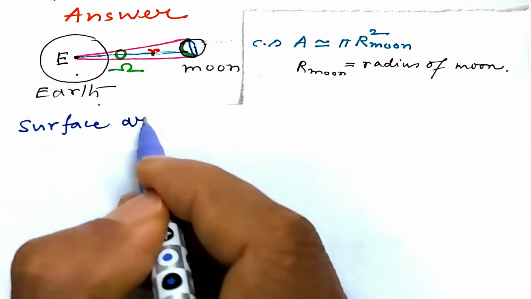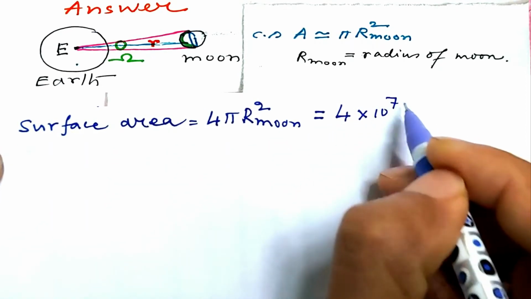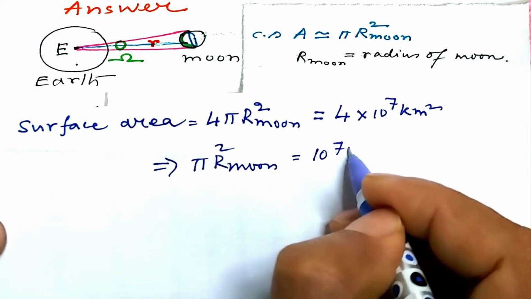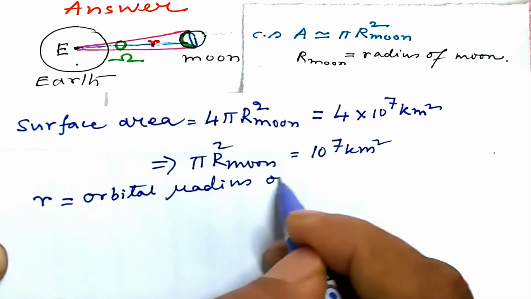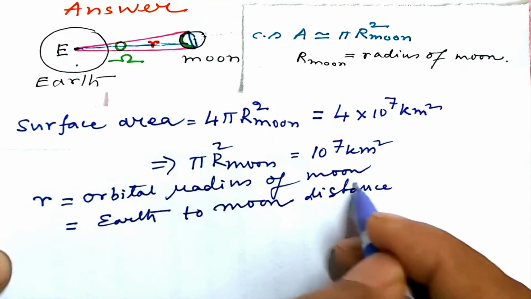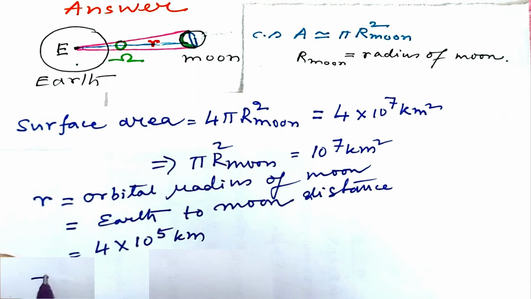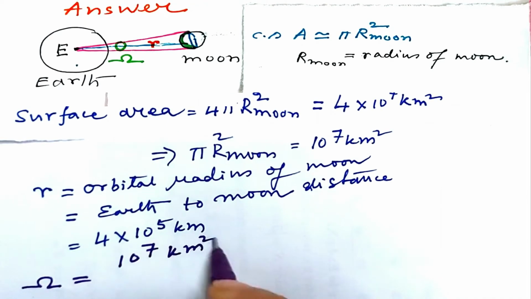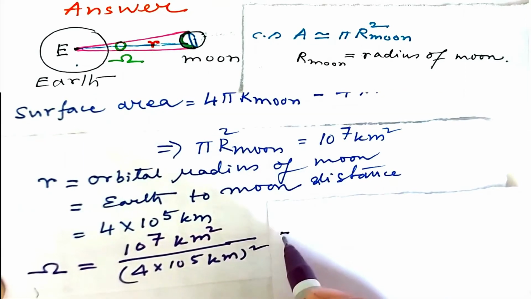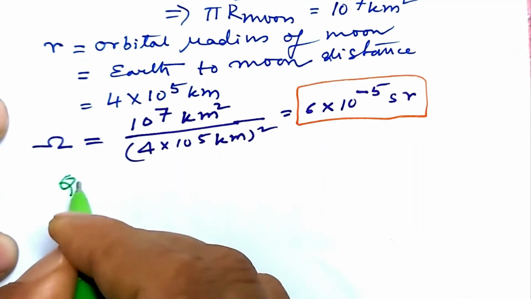Now the surface area of the moon is 4 pi r moon square, that has been given to be 4 into 10 to the power 7 kilometer square. So pi into r moon square equal to 10 to the power 7 kilometer square. Now r is the orbital radius of the moon, which is the same as the Earth to moon distance. The moon revolves round the Earth in an orbit with this radius. It is given to be 4 into 10 to the power 5 kilometer. So omega equal to 10 to the power 7 kilometer square divided by 4 into 10 to the power 5 kilometer whole square. This gives 6 into 10 to the power minus 5 steradian. This is the answer. Next question.